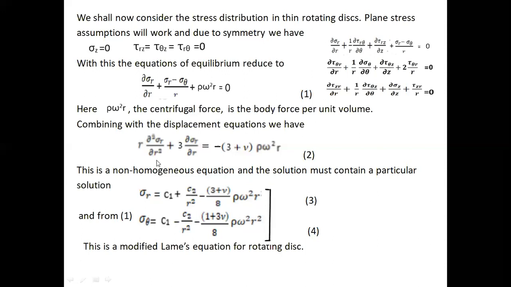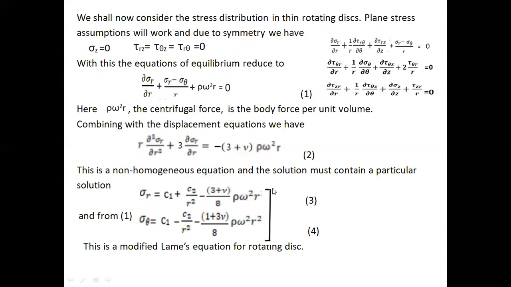So I'm not going into the detail of the solution. It will depend on the solution that we got earlier. That is, if you remember, Lamé's equation was sigma r equal to C1 plus C2 by r square, and sigma theta was C1 minus C2 by r square. So here, this particular solution may be different, but in this case, it happens to be the right-hand side only. We add to this, so it becomes minus (3 plus nu) by 8 rho omega square r square, and it is added to both.